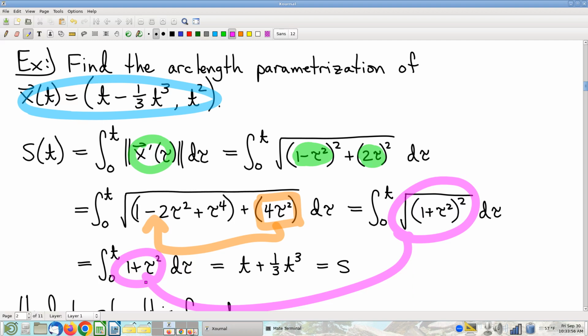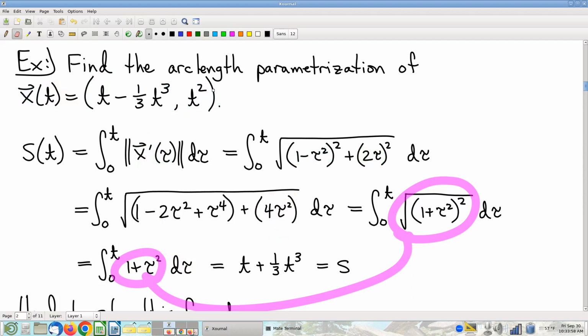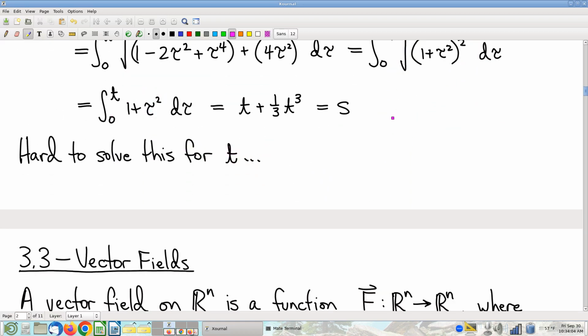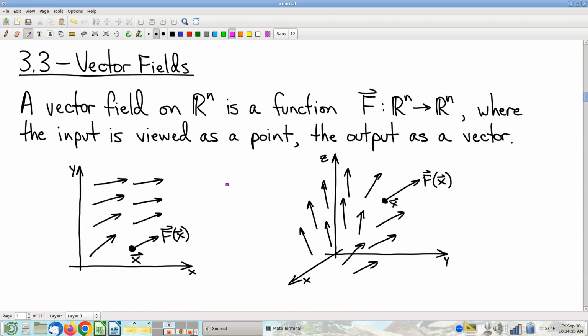So you can actually work out this integral much more easily than you normally can, and yet the resulting relationship between s and t is still annoying. It's cubic, right? So how do I solve for t in this equation? I don't really know how to do that. So, like I say, it's notoriously hard to actually arc length parameterize a curve, but important to know what it is, that it exists, and that it has nice properties. Okay. All right. So, moving along.